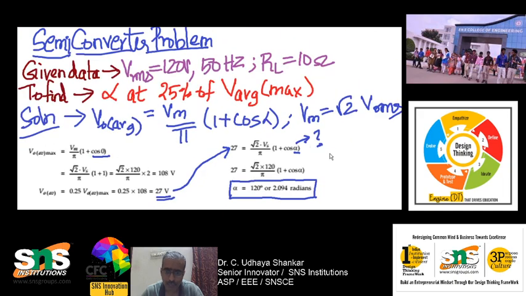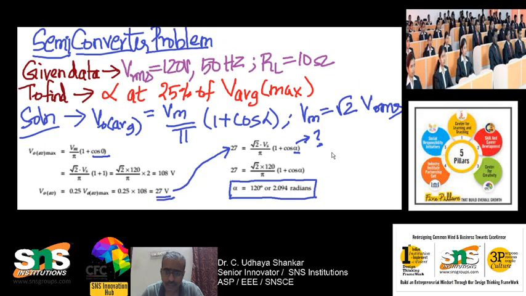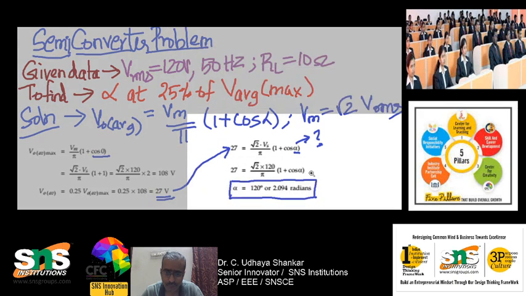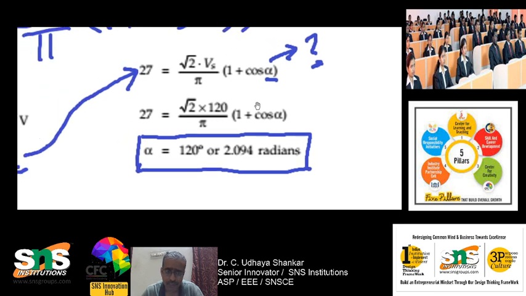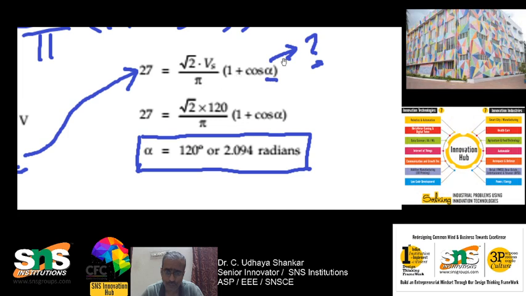So again, what I will do is substitute here. The 25% of the maximum value is 27. So again, root 2 into Vs divided by pi into 1 plus cos alpha. Here I need to find the value of alpha. So root 2 into 120 divided by pi into 1 plus cos alpha.